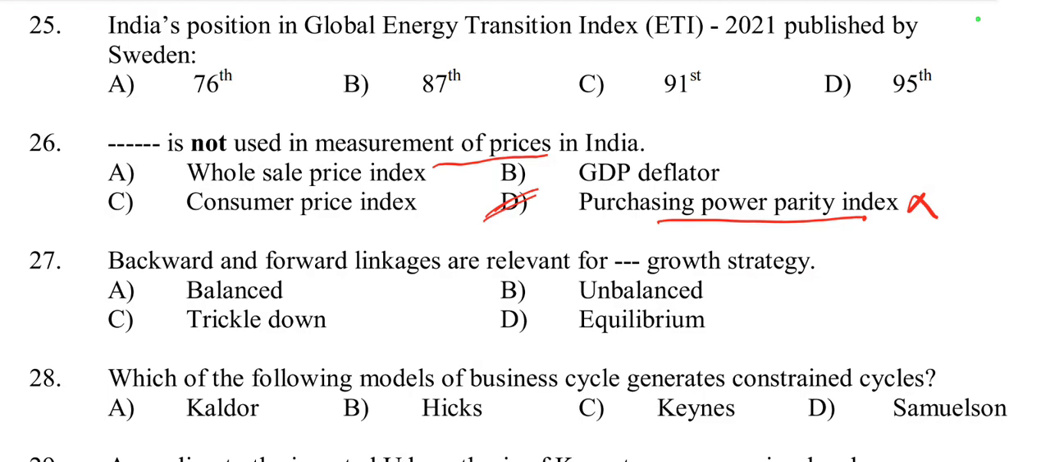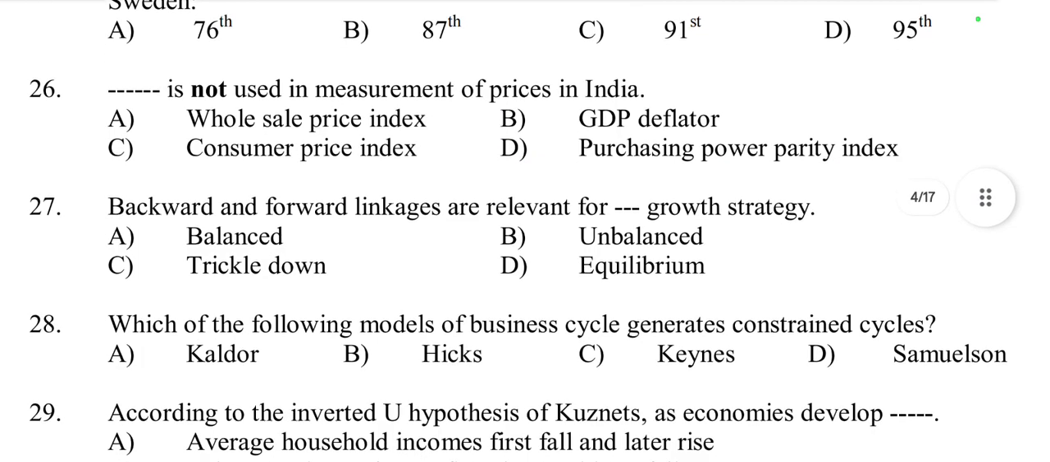GDP deflator measures the changes in the price level of all domestically produced goods and services. Consumer price index measures the price changes from the perspective of the consumer. So here option D is incorrect. The GDP deflator is a measure of the level of prices of all new domestically produced final goods and services in an economy. The formula for GDP deflator is nominal GDP divided by real GDP into 100. So option D is incorrect.